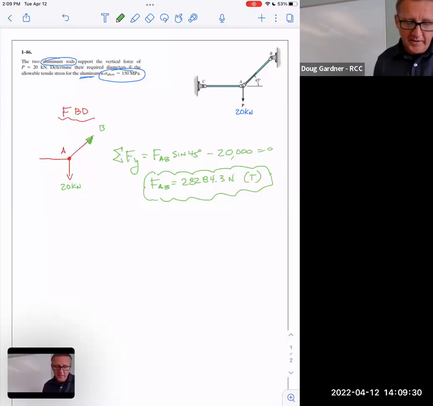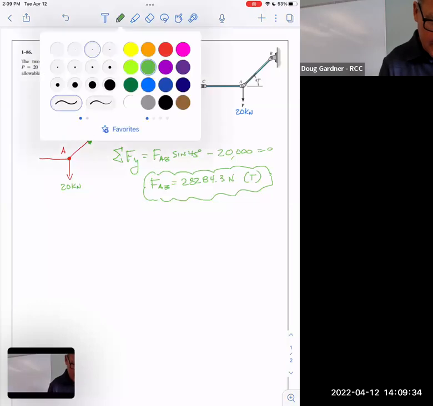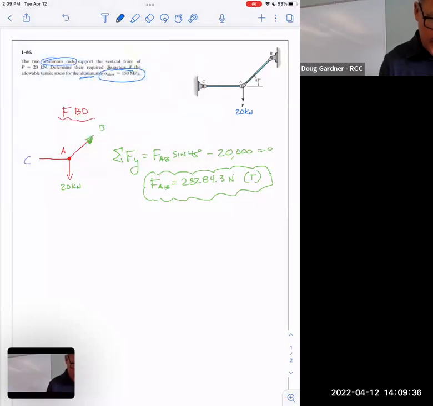So back to my free body diagram. Do I know what's happening over there to AC? Yeah, I do. Since B pulled it right, then AC has no choice but to pull it left, which means it's also in tension.